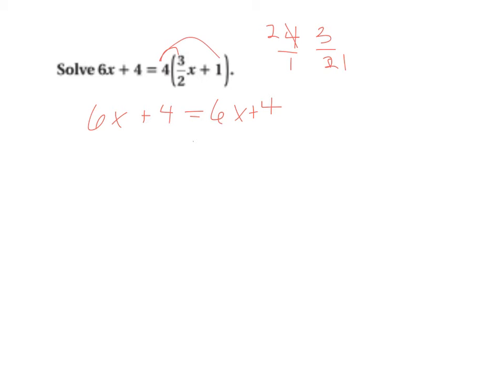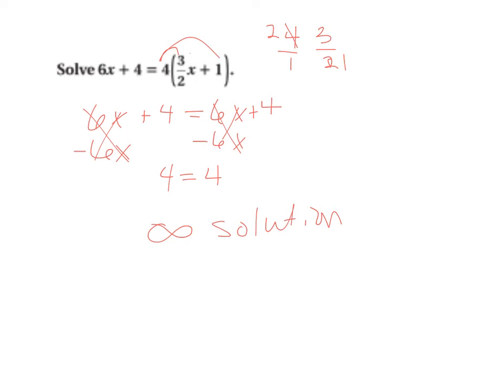So now, if I minus 6x from both sides to get my variables on one side, you can see that our variables go away, and we're left with 4 is equal to 4. So remember, if it's a false statement, it's no solution. If it's a true statement, it's infinitely many solutions.